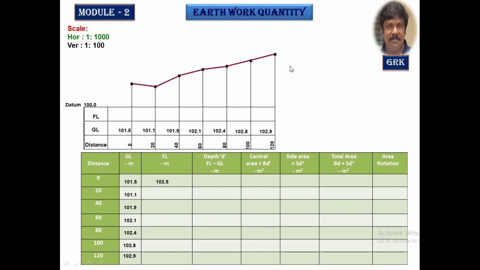Along with this, he has given you the formation level at zero chainage, 102.5. We'll mark it here, above this ground level at zero chainage. The next formation level you're going to get is the previous formation level plus 0.2 meters. The slope was 1/100. For every 20 meters, you are going to add 0.2, 102.6. Right here, plot it here. Similarly, calculate for other chainages. It is 102.9. Each time we are adding 0.2.